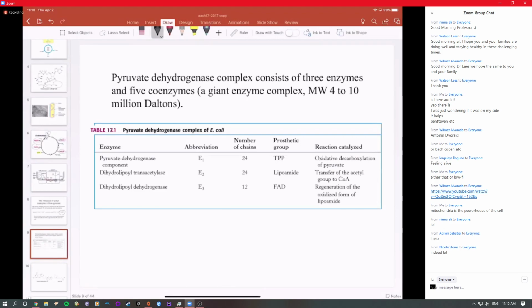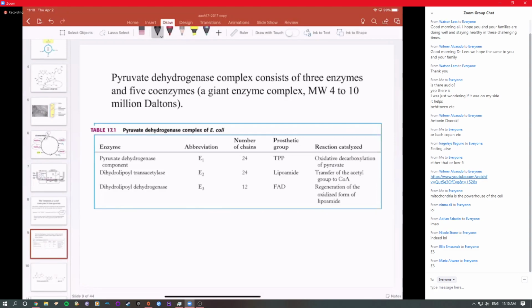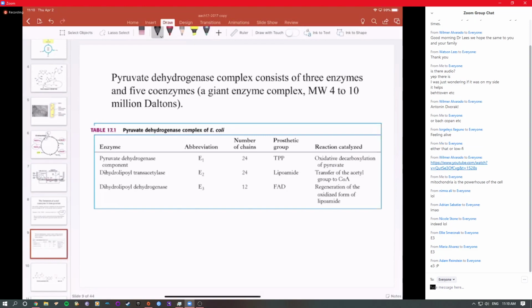One is the pyruvate dehydrogenase component, which is part of the pyruvate dehydrogenase complex. It also contains the dihydrolipoyl transacetylase and the dihydrolipoyl dehydrogenase. But most people do this really simply. They call them E1, E2, and can anybody make a guess what the next one's going to be called? That's right, E3. And so this complex contains multiple E1s, E2s, and E3s.